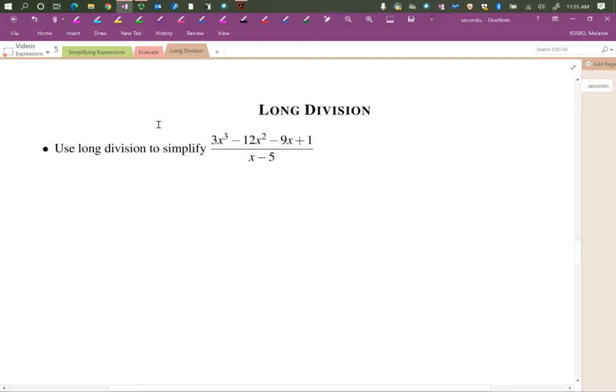Long division. Use long division to simplify 3x cubed minus 12x squared minus 9x plus 1, and we're dividing by the expression x minus 5. Okay, so I want to remind you of a few key terms. The term in the numerator is called the dividend, and the term we're dividing by is called the divisor.